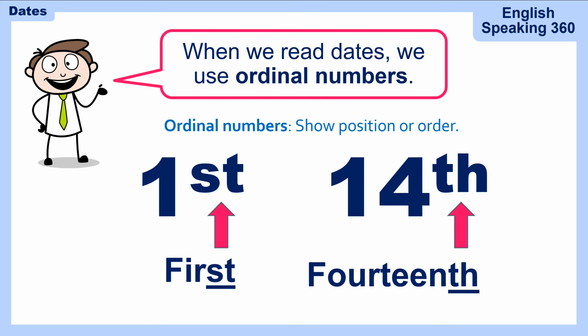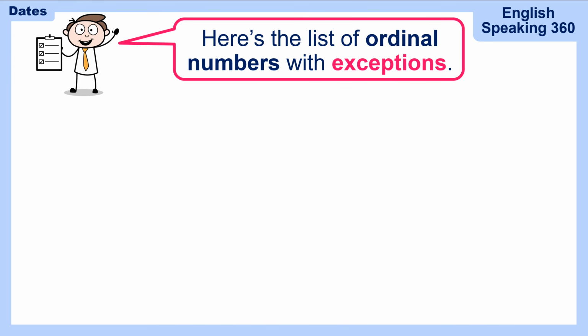Ordinal numbers are used to show position or order. So first means it is the first day in the month. It is the position of the day within a single month. Here's the list of ordinal numbers with exceptions. And this is important because there are so many exceptions. Let's get started. How do you say this?